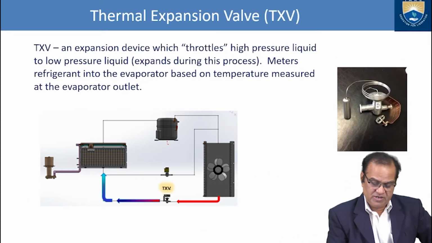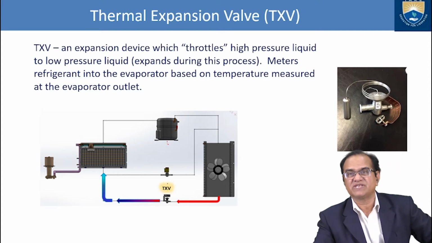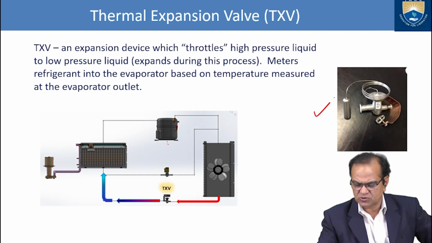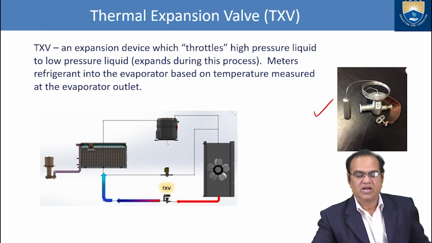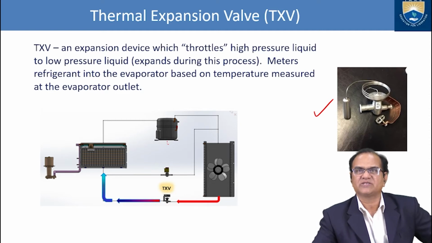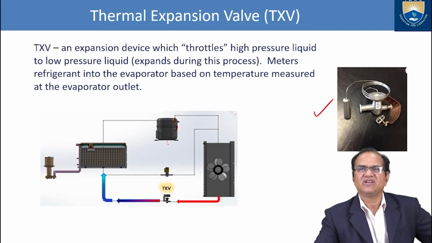Now a very important part is the TXV, and it is called the thermal expansion valve. It is just like a pipe. It is shown here. Very thin capillary tubes are here, and I will show it in full detail also. Here this expansion is taking place. Expansion of the high pressure liquid will again convert it to a gas. So the thermal expansion valve is an expansion device which throttles high pressure liquid to low pressure liquid. It expands during this process and meters refrigerant into the evaporator based on temperature measured at the evaporator outlet.